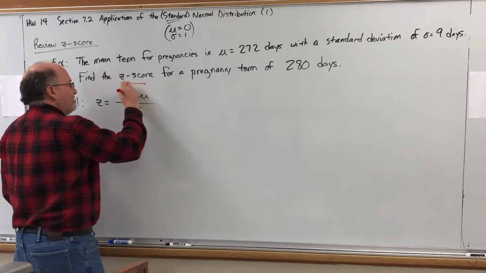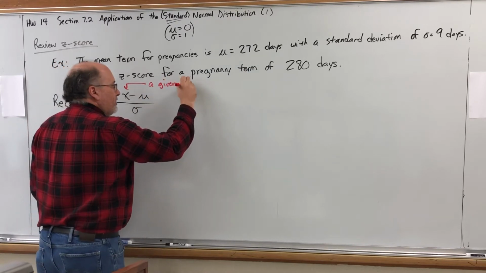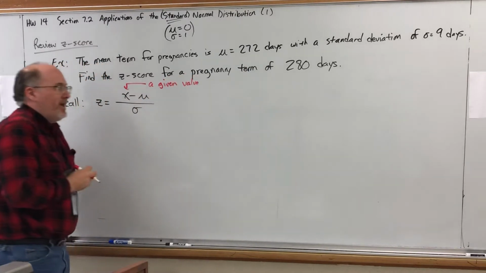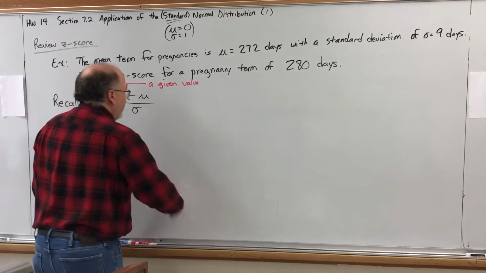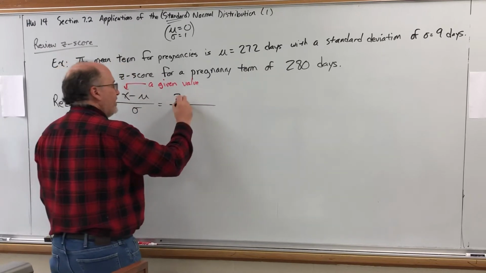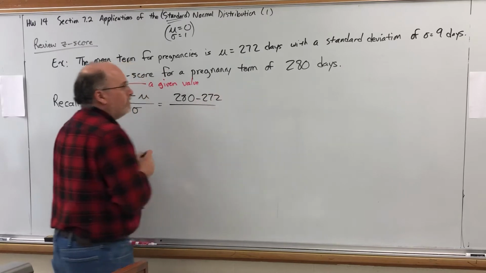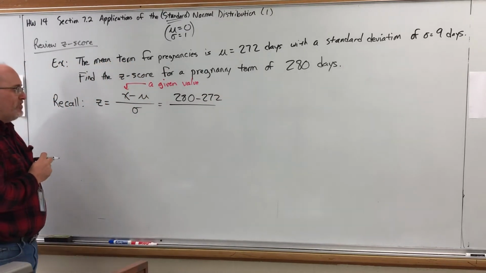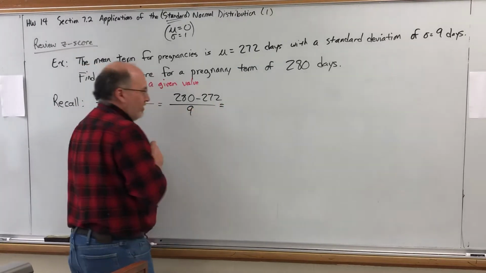But the x is a given value. So in this example, the x would be 280 days. That's the value that we're given. So to calculate the z-score, in the numerator, we would do 280 minus the mean, 272. And in the denominator, we would have the standard deviation, which is 9. And then just do the calculations.